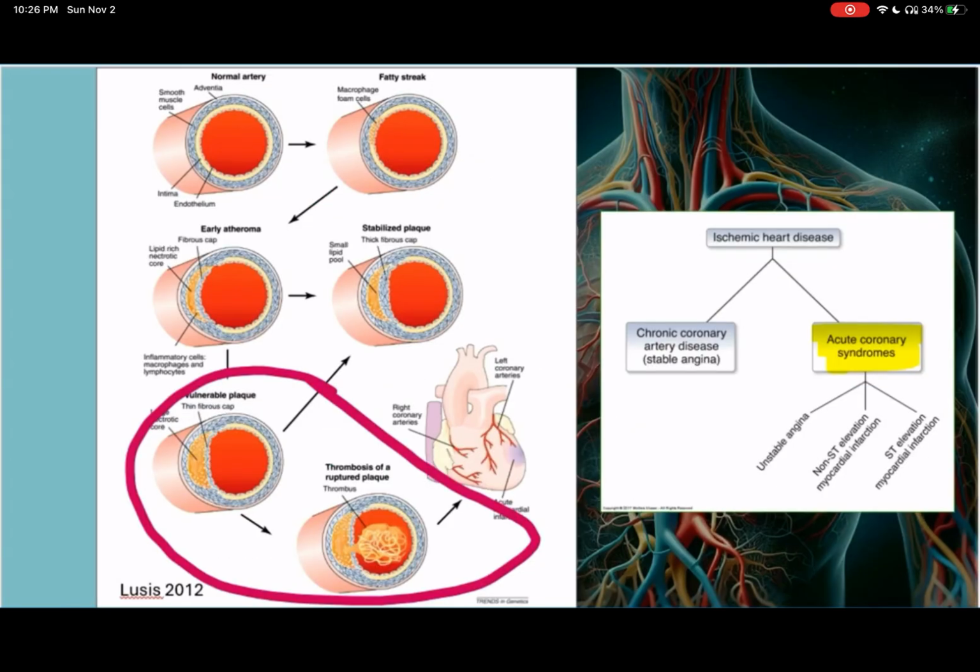Let's now discuss the acute coronary syndromes. So the acute coronary syndromes are most often caused by rupture of the vulnerable plaques. Plaque rupture results in the exposure of procoagulant factors such as subendothelial collagen that activate platelets and the coagulation cascade that we just talked about.